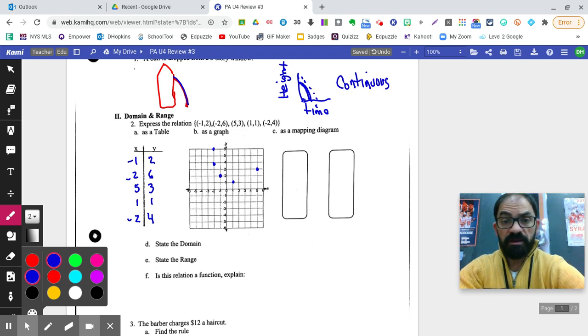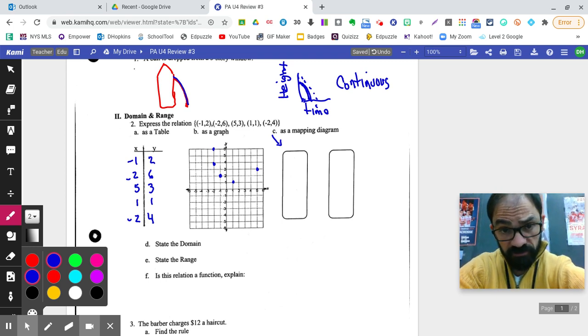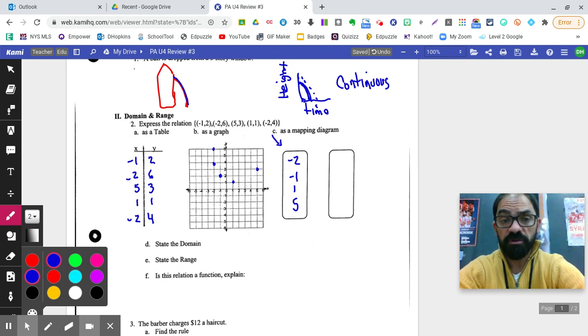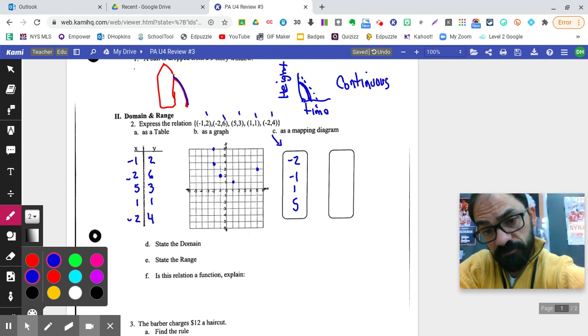And as a mapping diagram. So your domain values go in the first bubble. So -1, -2. And they have to be in numerical order. So -2, -1, 1, and 5. We don't write them twice. So -2 appears twice, but we only write it once. And the range is the second bubble. So 2, 6, 3, 1, 4. So 1, 2, 3, 4, 6.